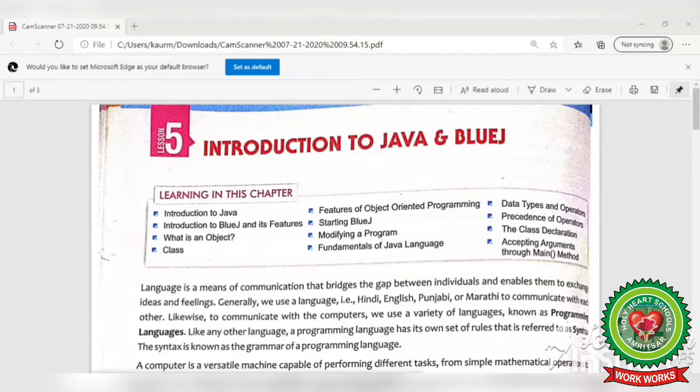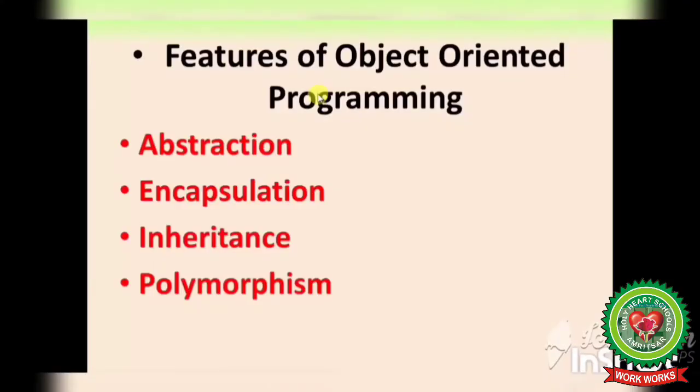Today we will continue the same chapter, that is lesson number 5, Introduction to Java and BlueJ. And we have discussed Introduction to Java, Introduction to BlueJ and its features, and what is an object and class. Students, today we will cover pages 57 and 58, and the topics of these pages are features of object-oriented programming. Let's learn about some features of object-oriented programming language.